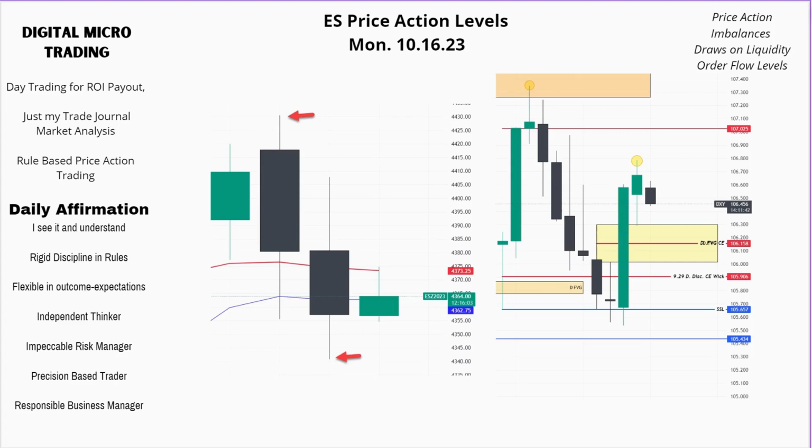Here we are, Monday, October 16th, ES Daily, 24-hour chart on the left. Let's look at the red arrow at the top. I have a swing high. Each side of that swing high is a lower high. So on the bottom red arrow of that ES, that was the low of Friday.